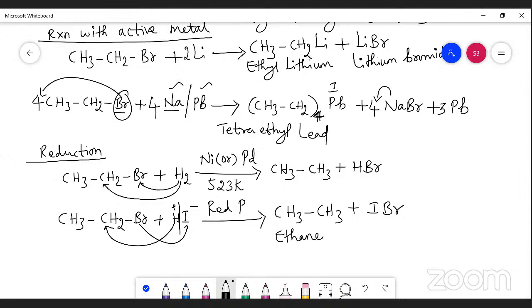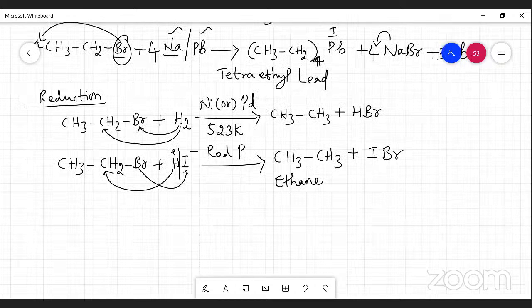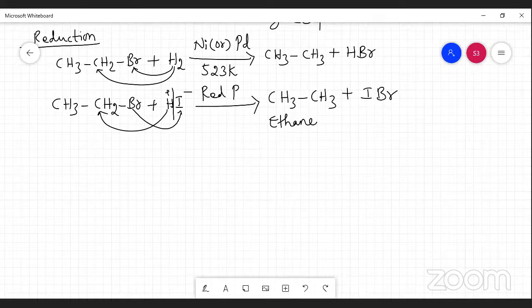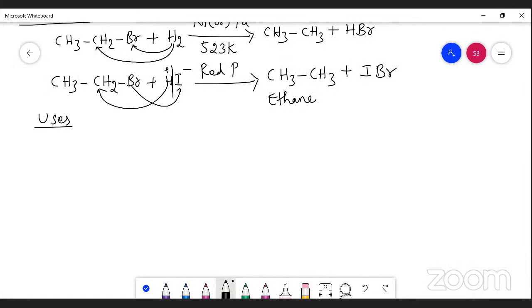Last, we have to see the uses. Compounds like chloroform, we know it is already used as a pesticide and preservative. Pesticides and preservative also. We know it is used as a preservative for a biological purpose. So for that purpose we can use the chloroform.